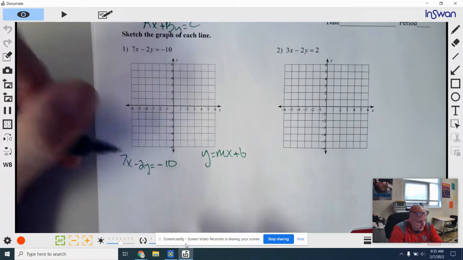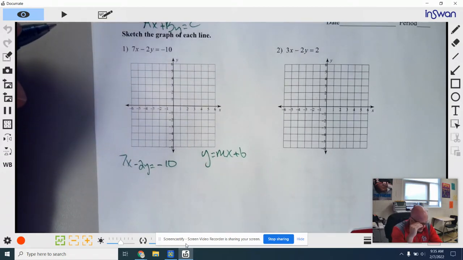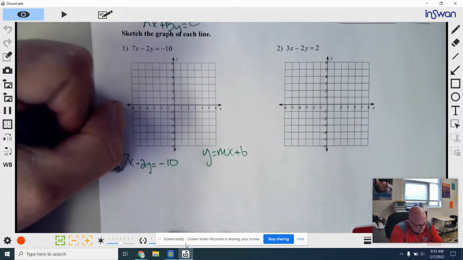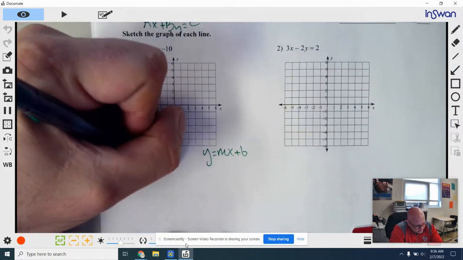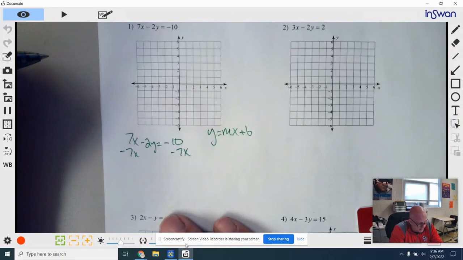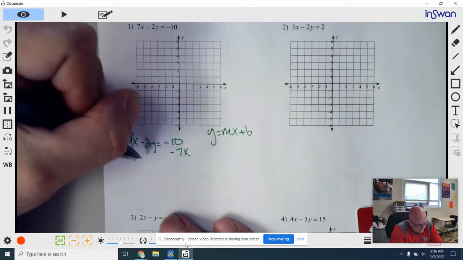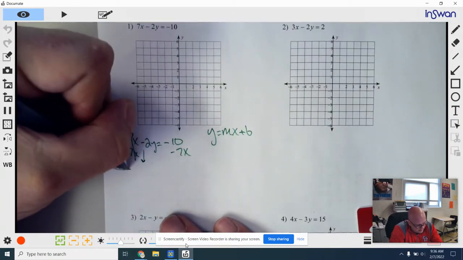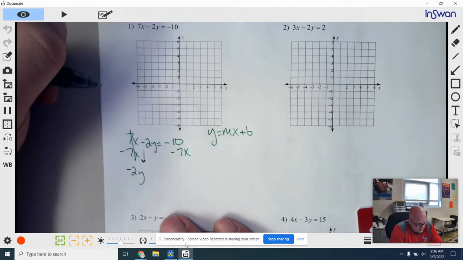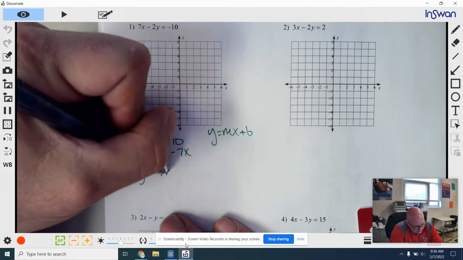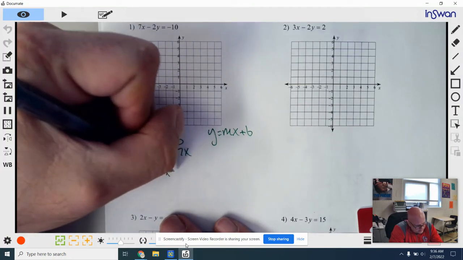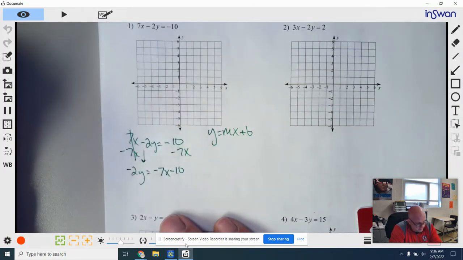Okay, so what I'm going to do first is I'm going to get rid of that x. I need to move that x to the other side. So I'm going to do that by doing the opposite of what it says. So I'm going to do minus 7x. So I come over here and do minus 7x. Okay, this cancels. I drop down this negative 2y. And then on the right side, I need to reorder these so my x is in front. So I have negative 7x and then a minus 10.